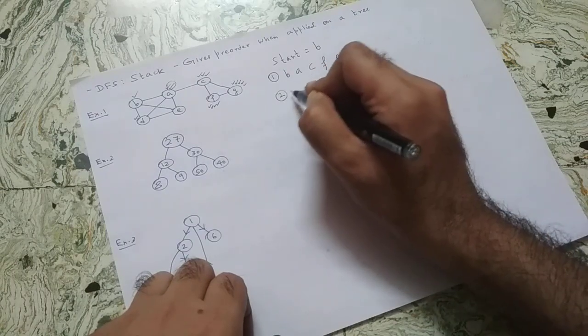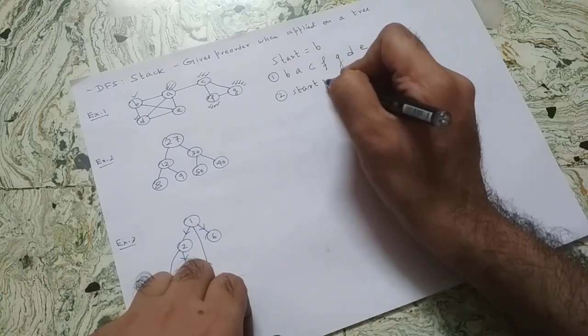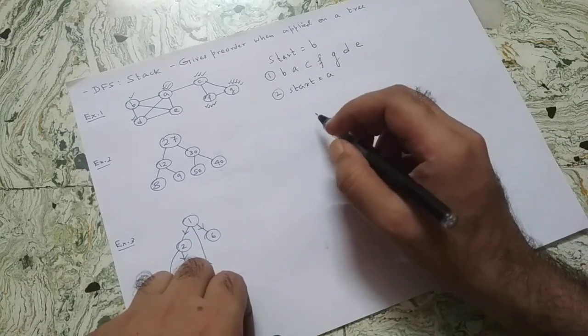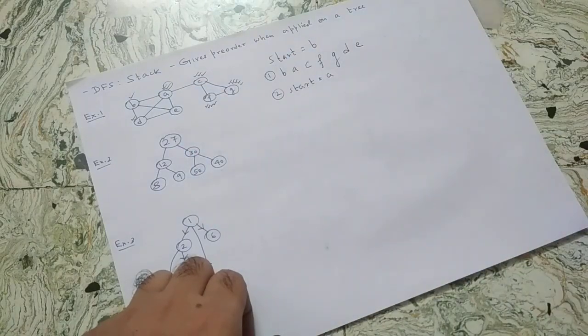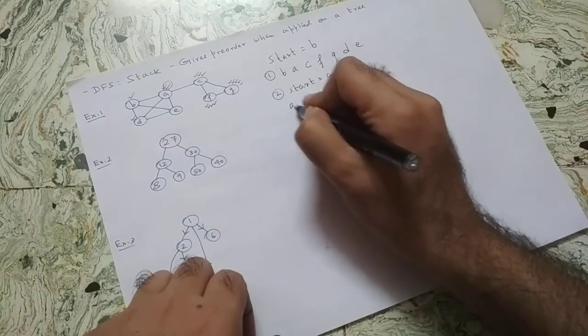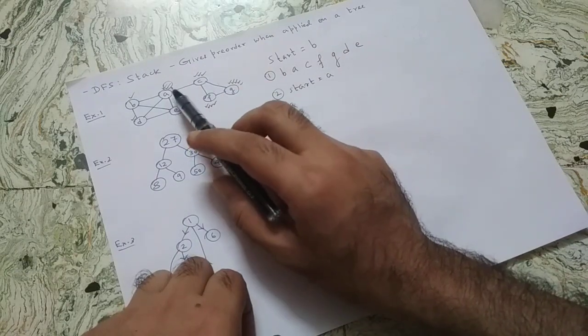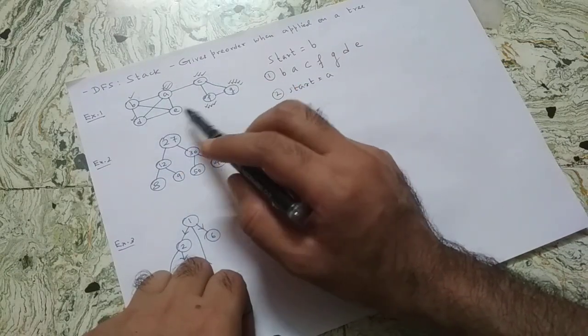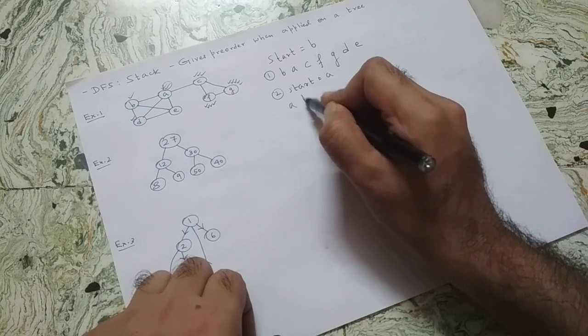So now I'll assume my starting vertex to be A. So what will I do? I'll start with vertex A. So let me visit vertex A. Now what are the adjacent vertices of A? B, C, D and E. I can visit any one. Let me visit B.